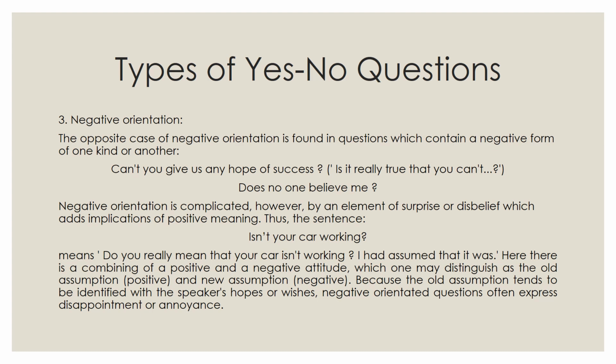Because the old assumption tends to be identified with the speaker's hopes or wishes. Negative-oriented questions often express disappointment or annoyance. Okay? Disappointment or annoyance. So you see here, we are using or producing such questions not to get an answer. We already know the answer is going to be with what? With no. But we are asking such questions to what? To show disappointment or to show that we are annoyed by what we discovered or found out.